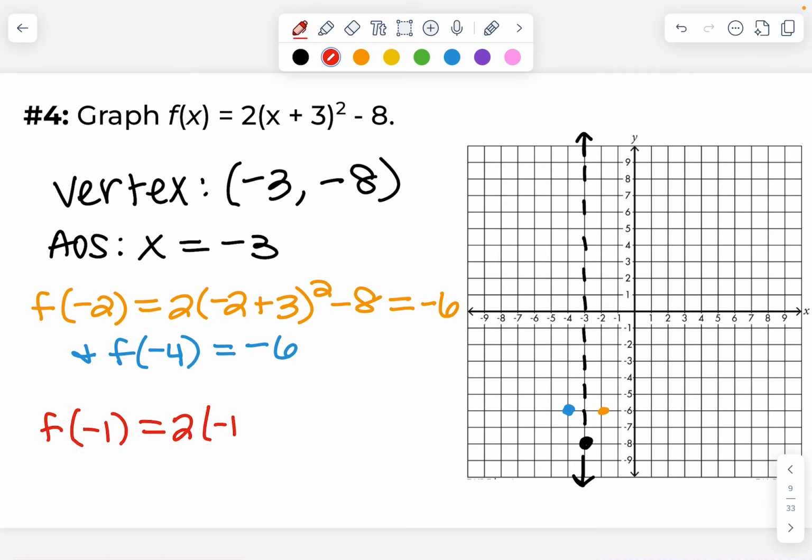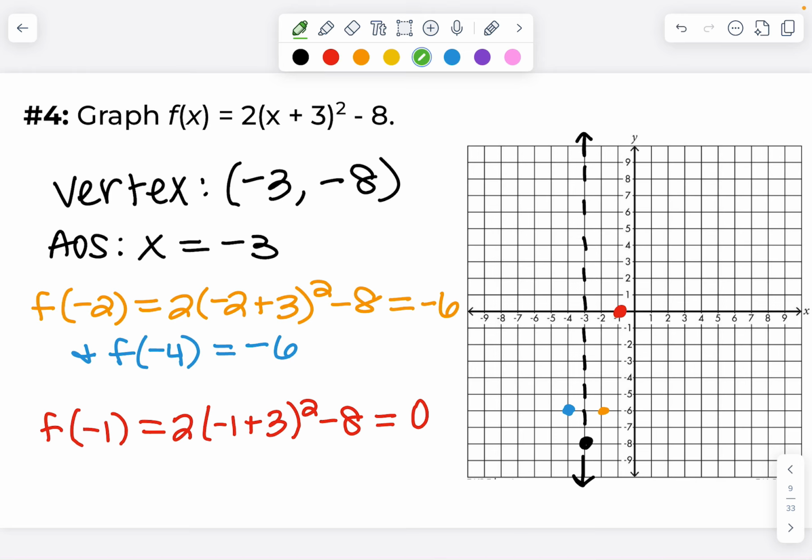So what that looks like, if I plug in negative 1 for x, is this. Same thing, I'm going to type that in my calculator to find my y value when x is negative 1. And if I plug that in, I get 0. So at negative 1, I have a y value of 0.